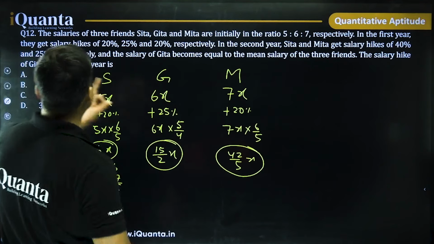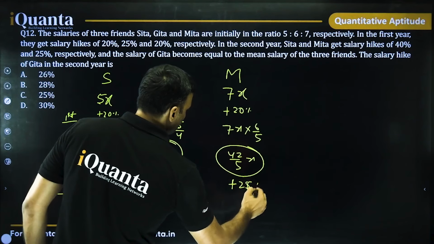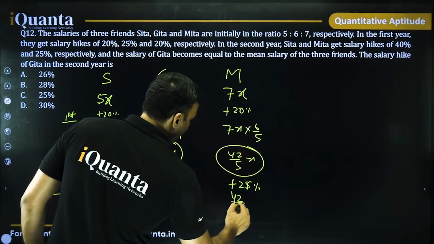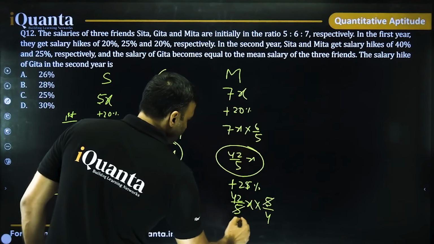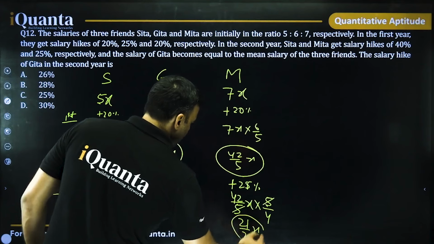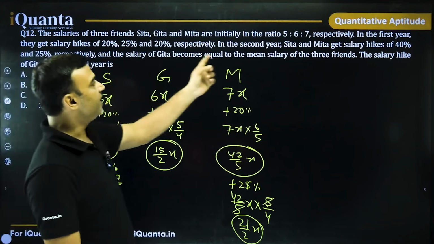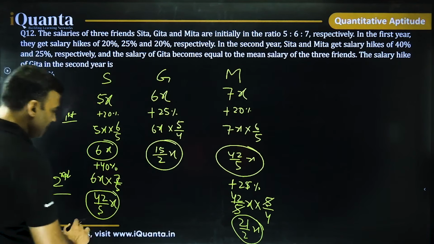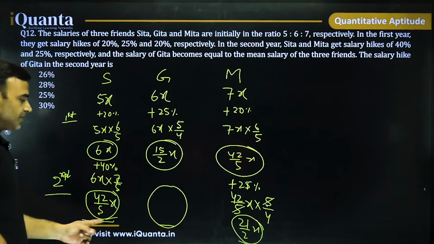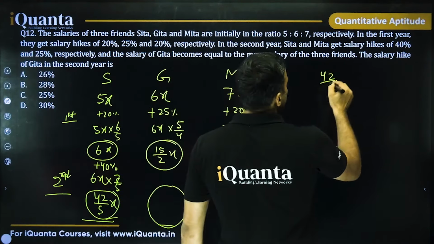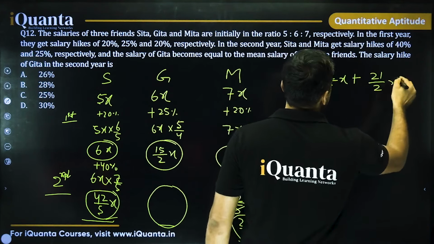And Meeta increases by 25%. So plus 25%. So this should become 42 by 5x into 25% is 1 by 4. So the multiplying factor would be 5 by 4. So 5 and 5 cancel and we have 21 by 2x. So this is 42 by 5x and this is 21 by 2x. Now what is the question saying? It's saying that the salary of Geeta becomes the mean salary of three friends. Mean salary of this, this, and this. So basically, eventually, this will become the simple average of these two. Calculate the simple average of 42 by 5x plus 21 by 2x.